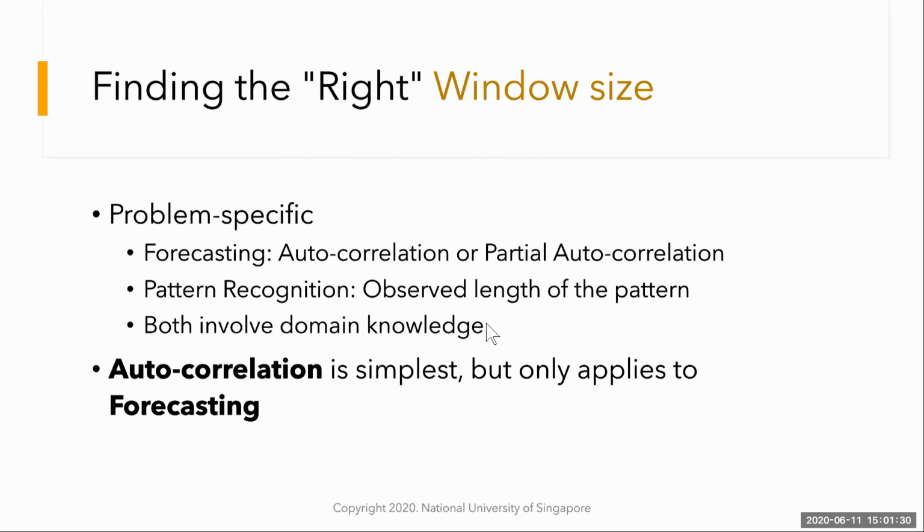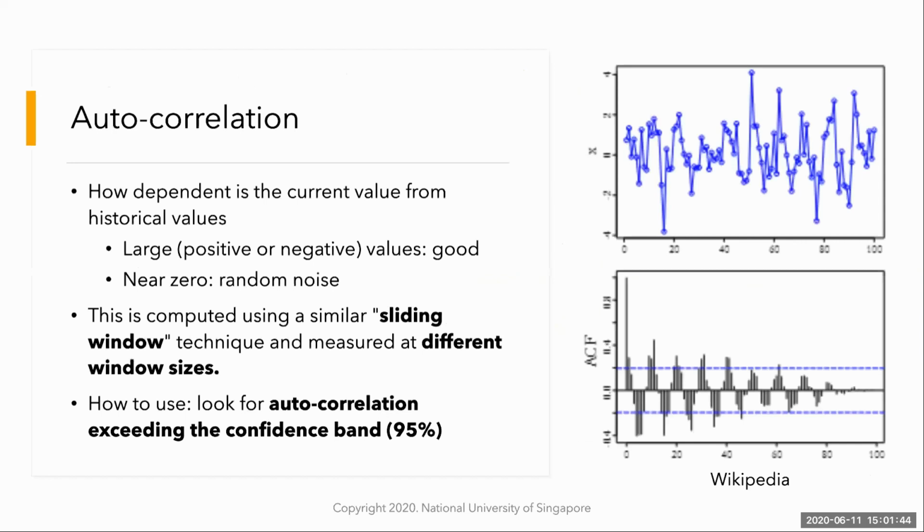They both still involve some domain knowledge, because autocorrelation is not just going to spit out a number and say, use this number, you will always be successful. No, it just gives you a range and then you still have to decide, okay? Autocorrelation is basically how dependent the current value is on historical values. So we want to look for high values. Large values, positive or negative, are good. It means it's very correlated. I think there's an earlier comment in the chat about covariance and correlation. Same idea.